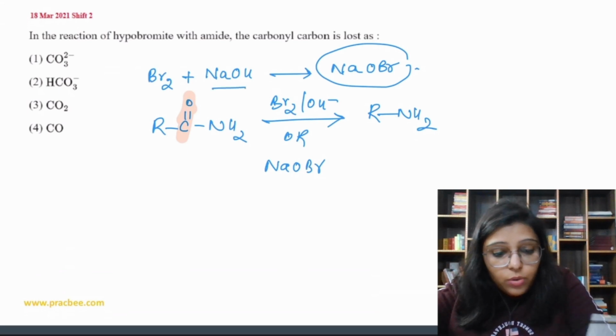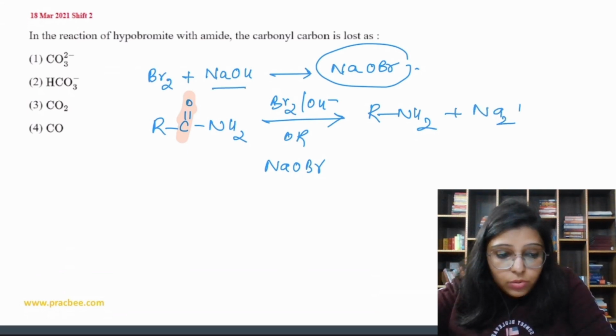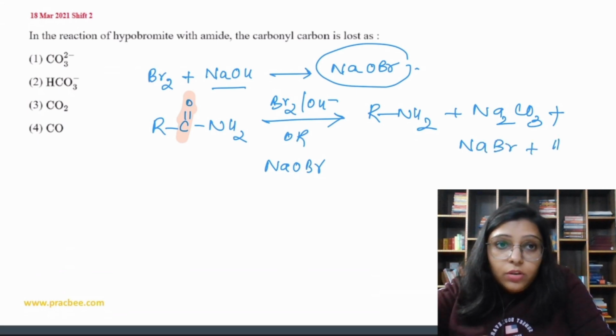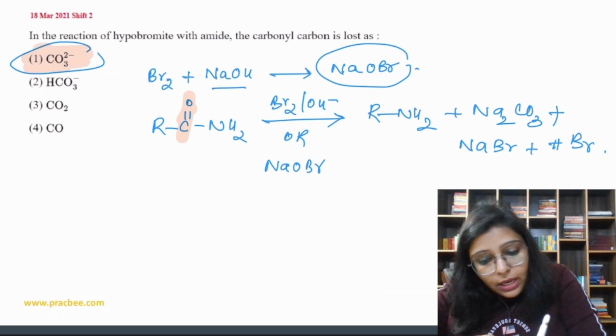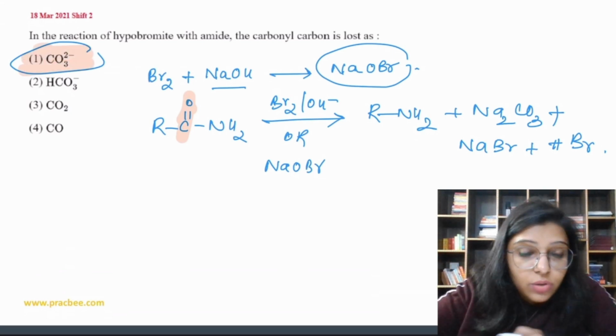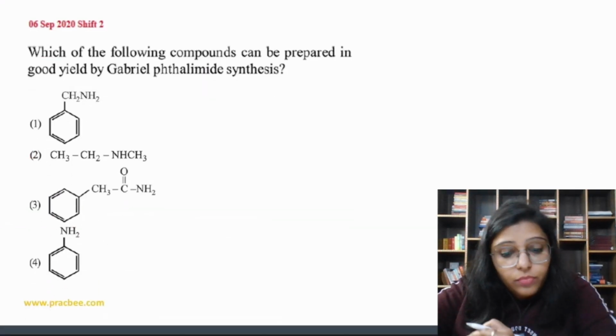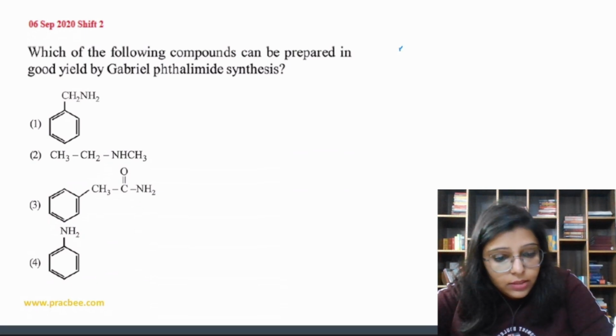Suppose we have NaOH, so we get Na2CO3. Then we have NaBr plus water. So it is removed as carbonate, and option 1 is the correct answer. It will not be removed as CO2, it is removed as carbonate. Please learn it. Next. Which of the following compounds can be prepared in good yield by Gabriel phthalimide synthesis?